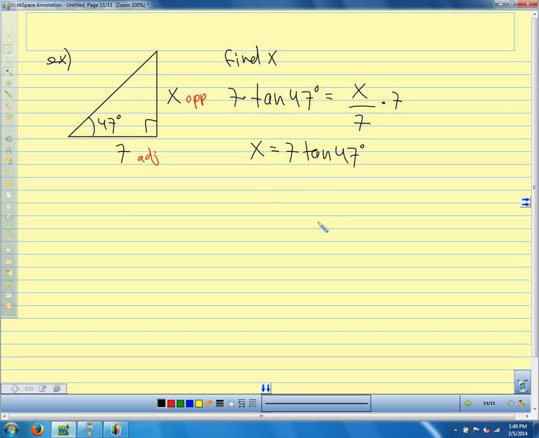Go back here. X equals 7.51. And just to point something out, 47 is pretty close to 45, right? And these two legs are pretty close to being the same length. Not quite, pretty close. So our answer makes sense.